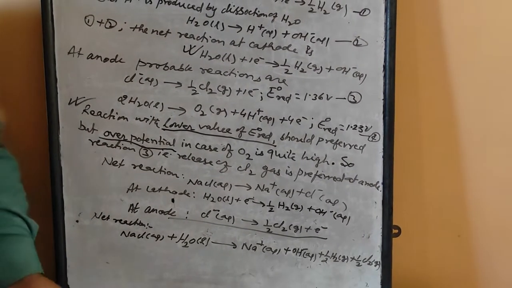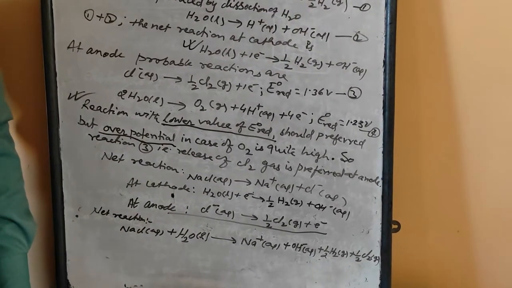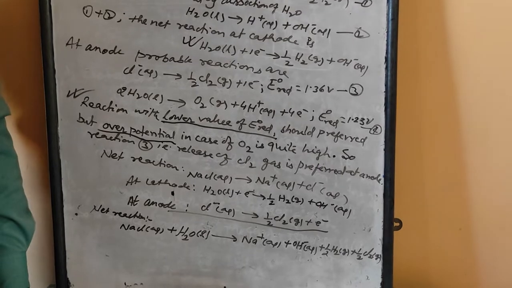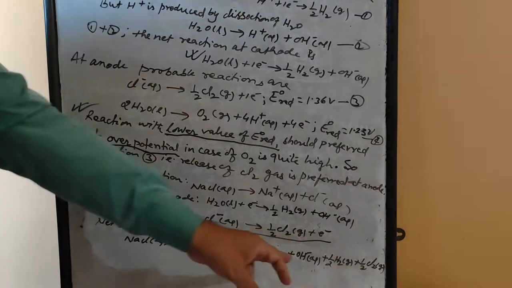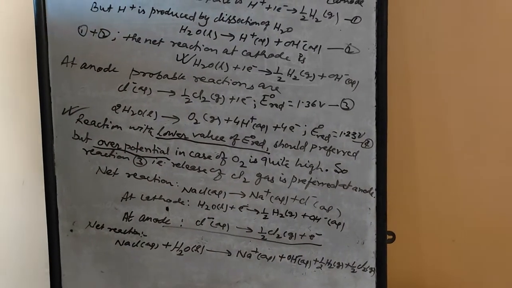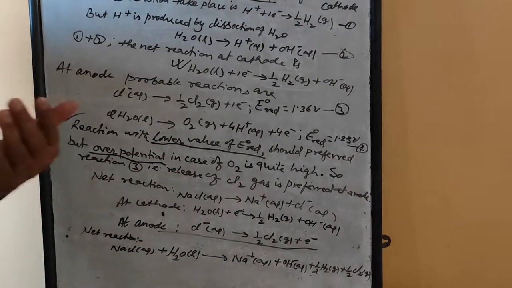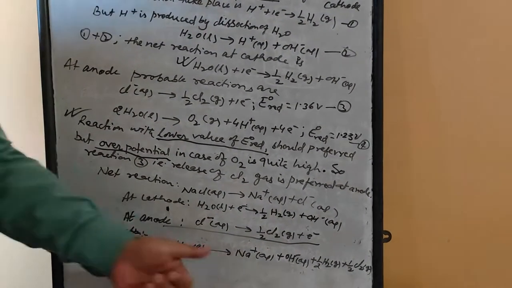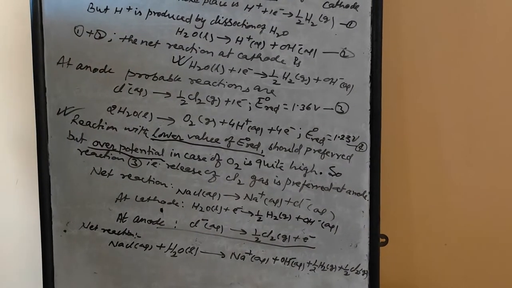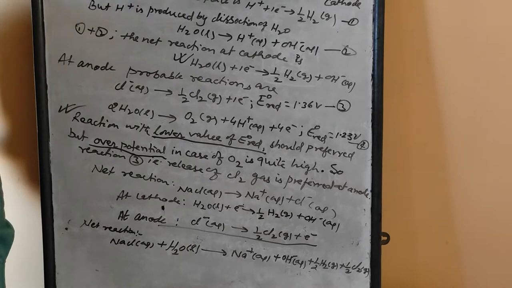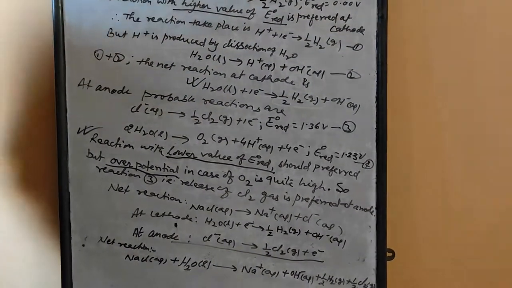There is a very good question: what is the nature of the electrolyte solution when electrolysis of aqueous solution of NaCl is carried out? Your answer is that the solution becomes basic and the pH is greater than 7. That type of question may be asked, and this method is used during production of sodium hydroxide from brine. Okay, now we come to the next topic.